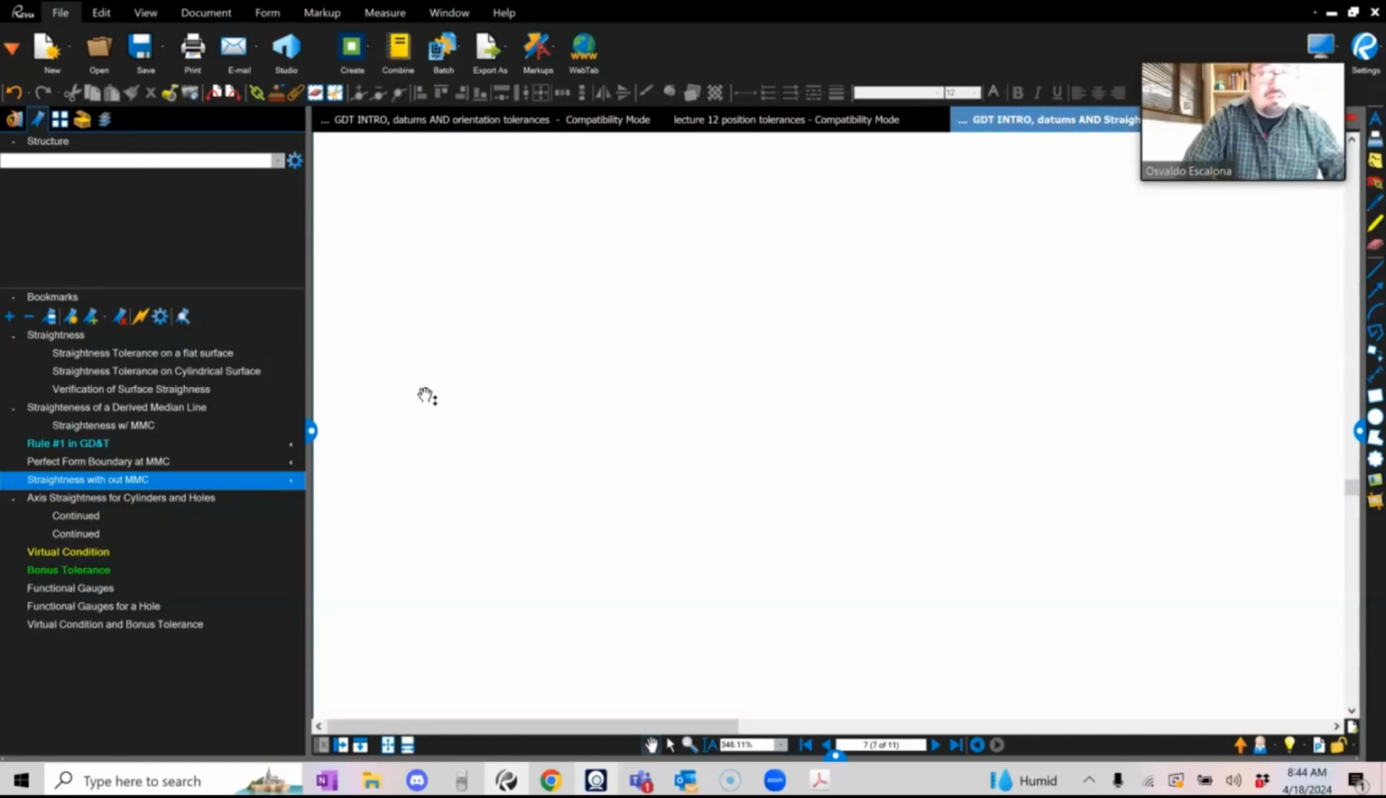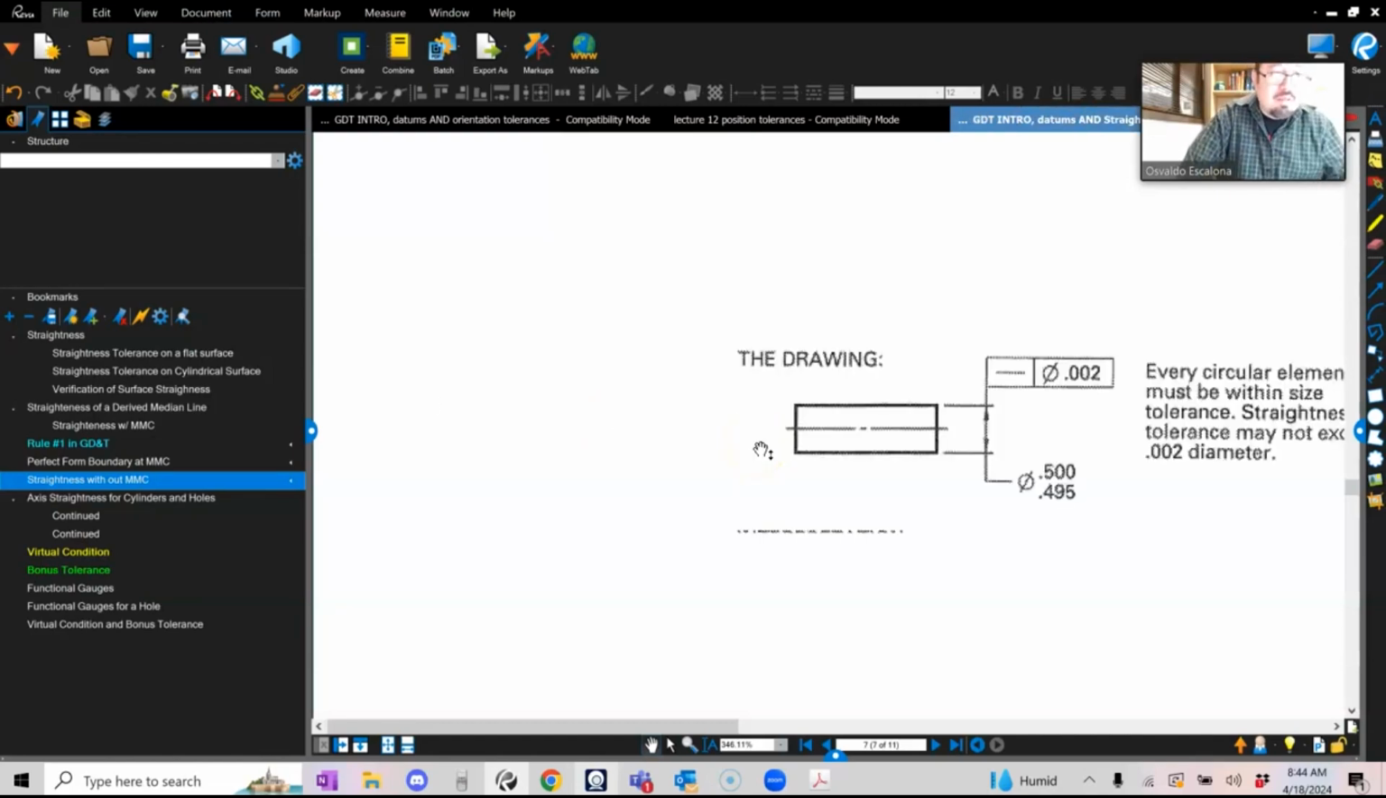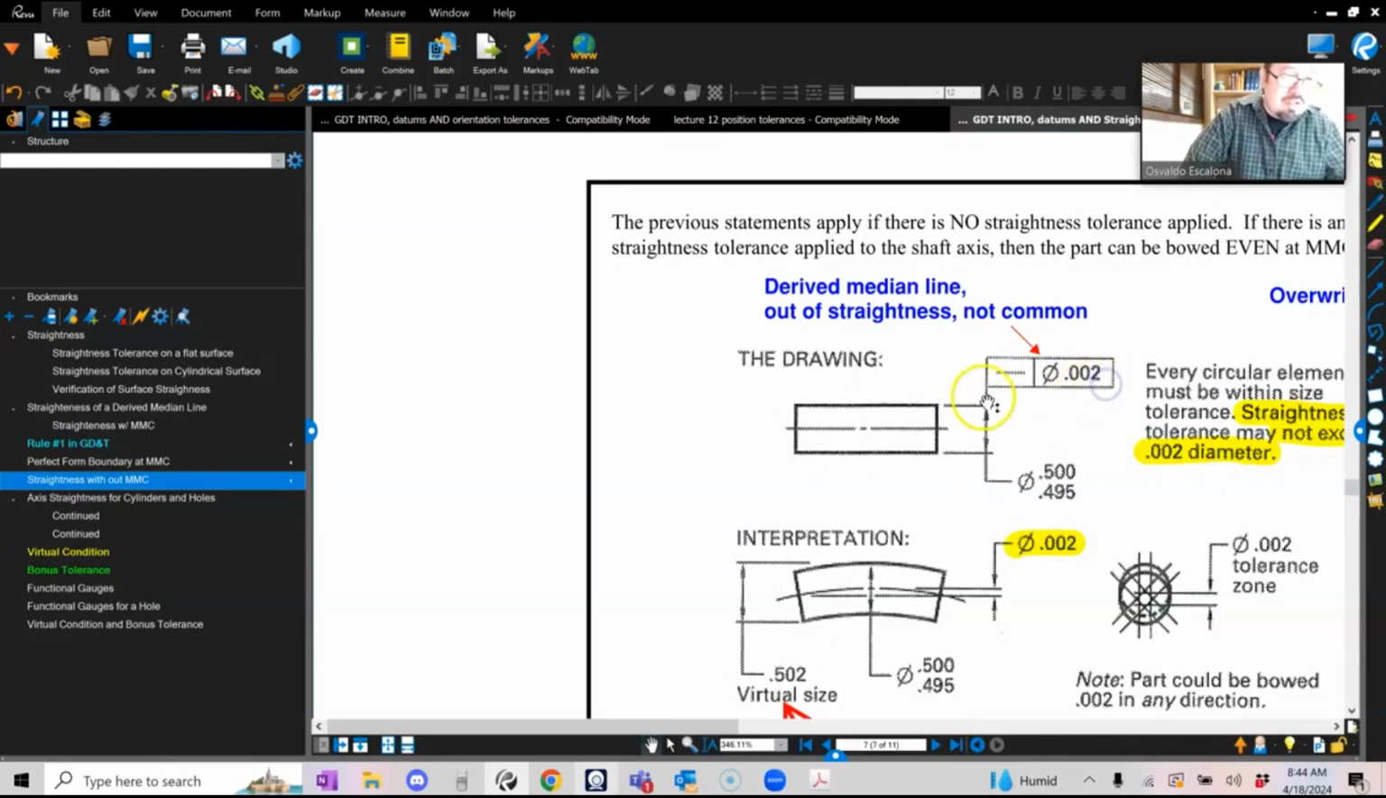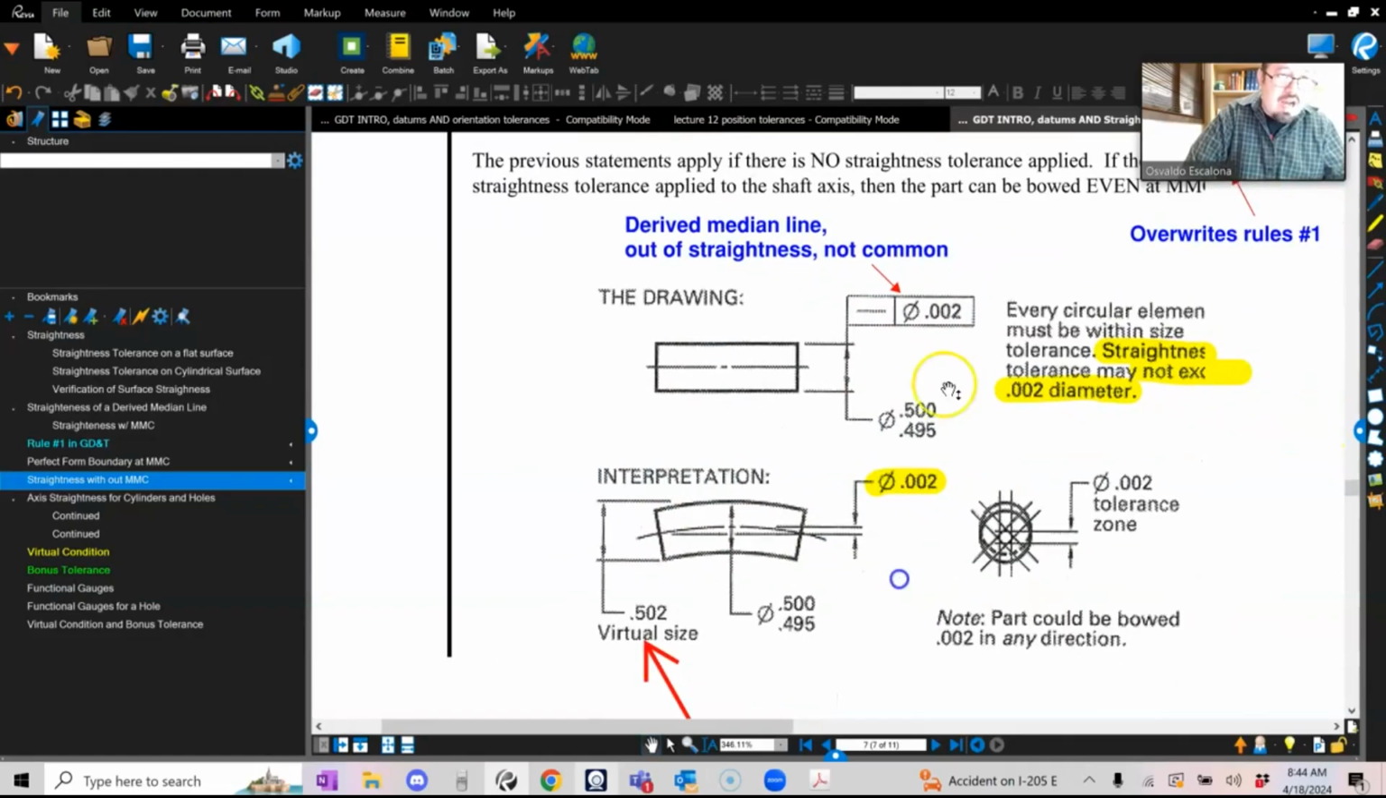Straightness without MMC. I remember this is what it's telling you. If you put a straightness with a diameter of 0.002, it is controlling the derived median line. The cylinder is 0.002. And because I do not have an M, the default value is RFS.